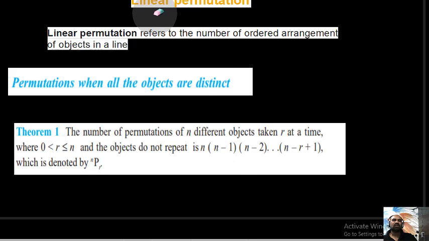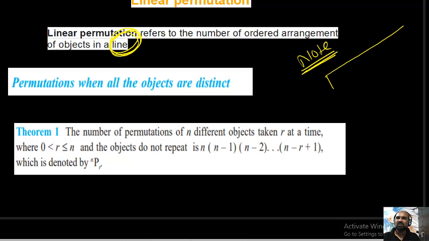Now, as just explained, there are two types of permutations, linear and circular permutations. Linear permutation refers to the number of ordered arrangements of objects in a line. That is important. Objects should be arranged in a line. This is the arrangement of objects in a row. For example, these are the chairs. This is chair 1, this is chair 2, chair 3, like that. This type of arrangement is taken as linear permutation.